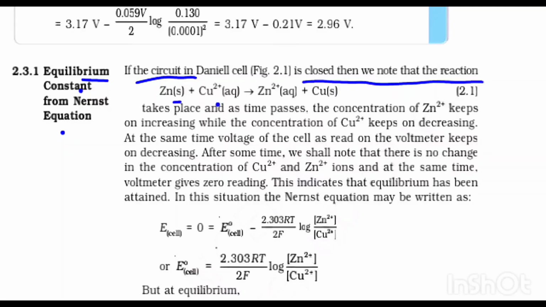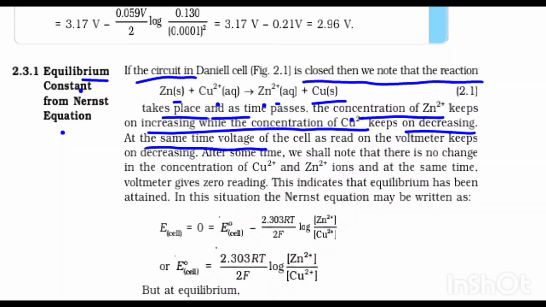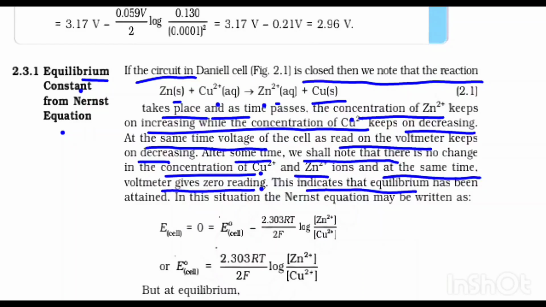Equilibrium constant for the Nernst equation. If the circuit in the Daniell cell, figure 2.1, is closed, we note that the reaction zinc plus copper ion gives zinc ion and copper takes place. As time passes, the concentration of zinc ion keeps on increasing while the concentration of copper ion keeps on decreasing. At the same time, the voltage of the cell as read on the voltmeter keeps on decreasing. After some time, we shall note that there is no change in the concentration of copper and zinc ion, and at the same time, the voltmeter gives zero reading. This indicates that equilibrium has been attained.